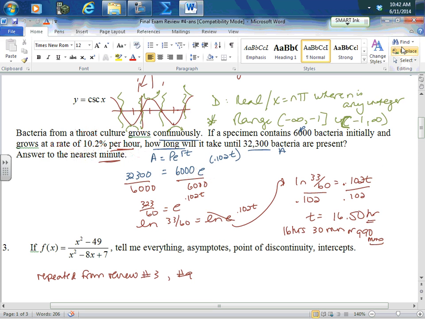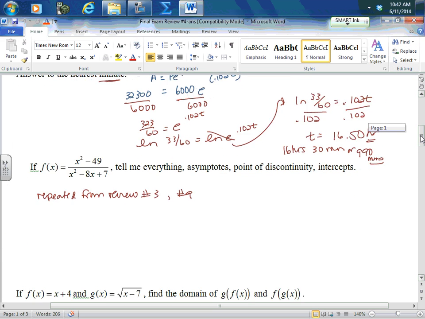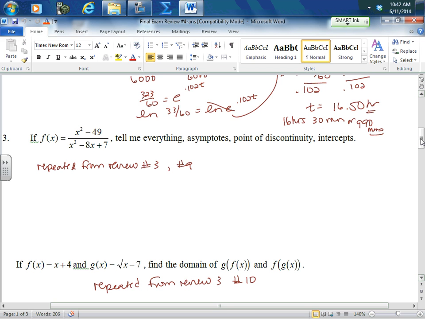The next one, I think we did this one already. This was repeated from one of the other ones. This was the one where we factored and reduced this thing. This was from review 3, number 9. I need to clean up my review sheets a little bit better.